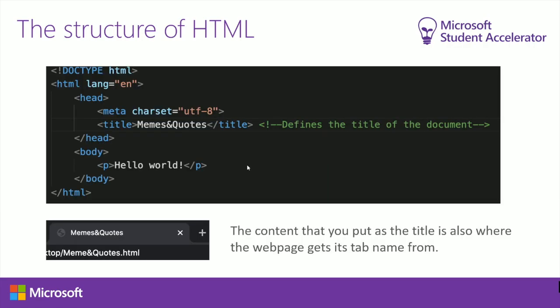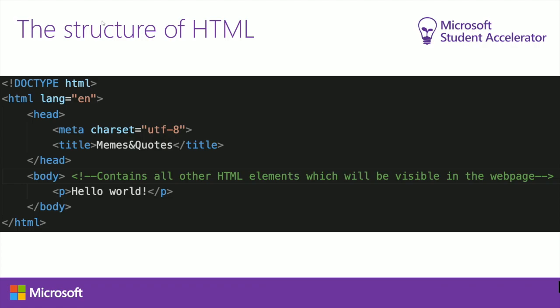The title tag defines the title of the document, and conveniently, the content that you put in as the title is also what the web page gets its tab name from. The body tag contains all other HTML elements which will be visible on the web page, and this is the section where we will be spending most of our time coding in.